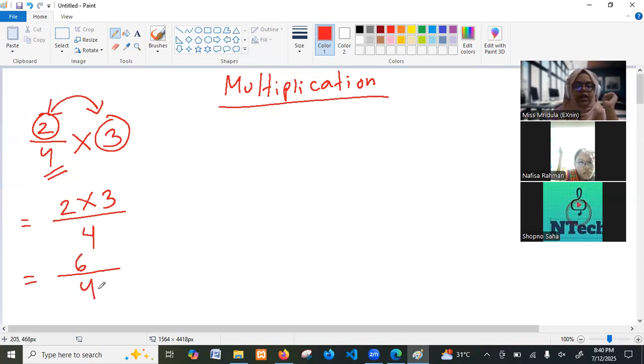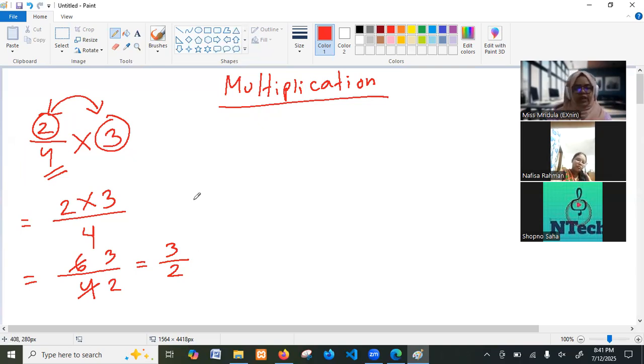And then I can make it shorter, right? Because I can make it into the simpler form, because both the numerator and the denominator can be divisible by the same number. So in this case, it will be divided by 2. If I divide 6 by 2, I'm going to get 3. If I divide 4 by 2, I'm going to get 2. So in this case, our answer will be 3 by 2. Okay, so that's the integer multiplication.